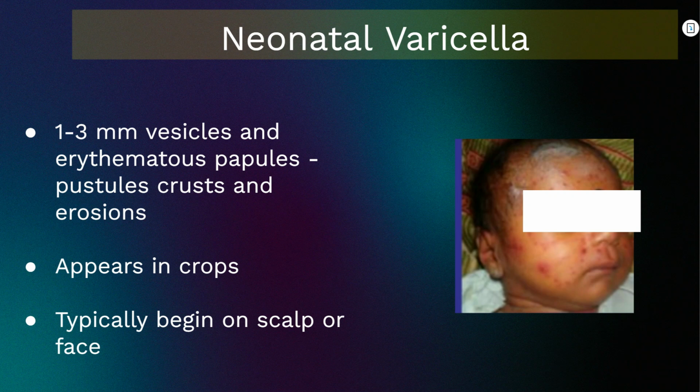Neonatal varicella occurs when a mother contracts chickenpox within 5 days before or 2 days after giving birth. Here, there is a widespread vesicular rash with lesions beginning as macules and rapidly becoming papules, and the simultaneous occurrence of various rash stages is seen in varicella. It appears in crops, typically beginning on the scalp or face.